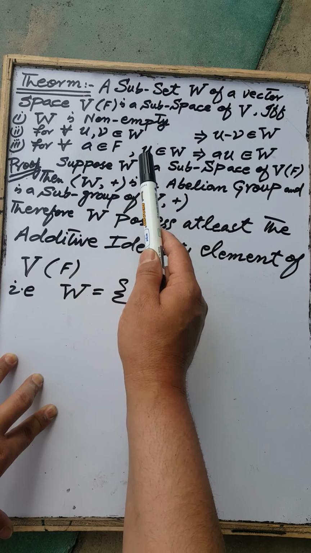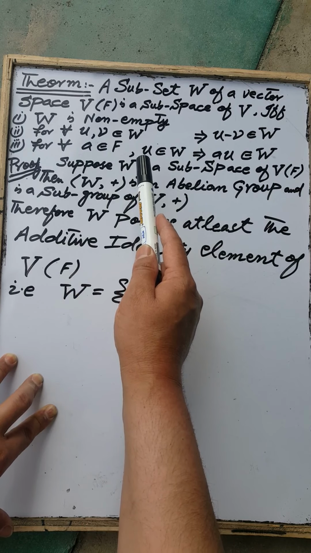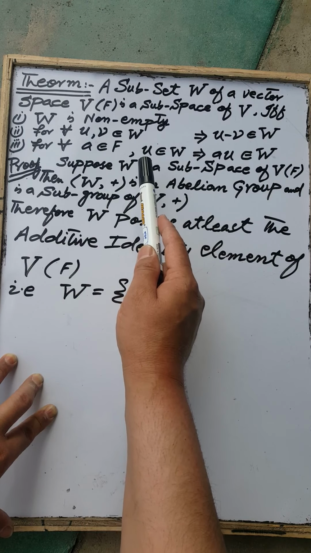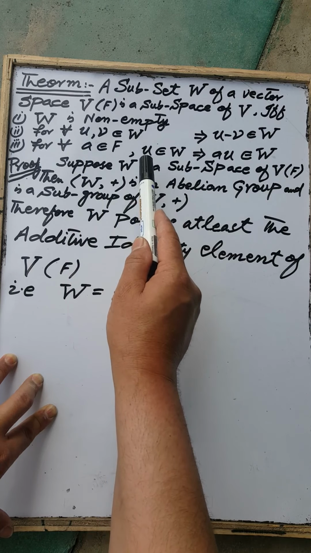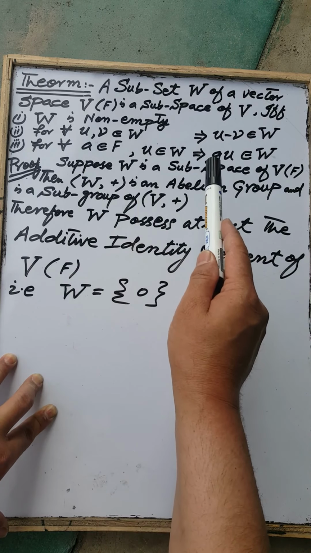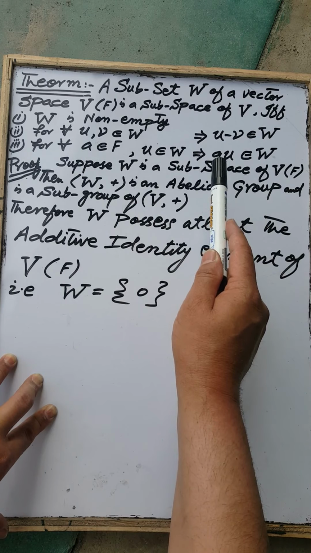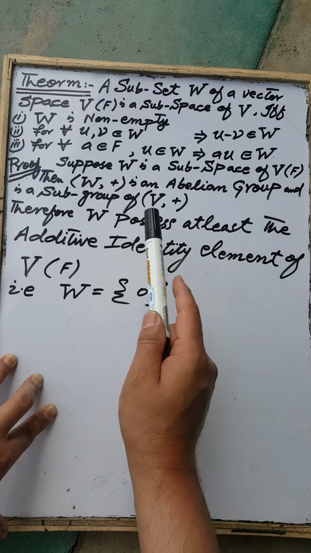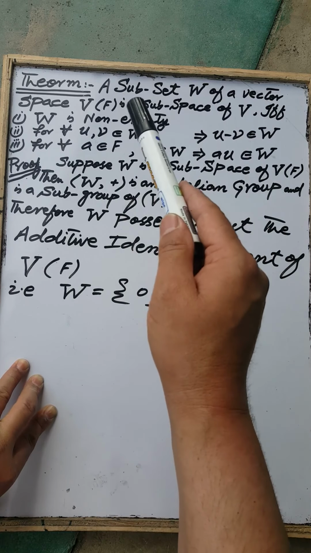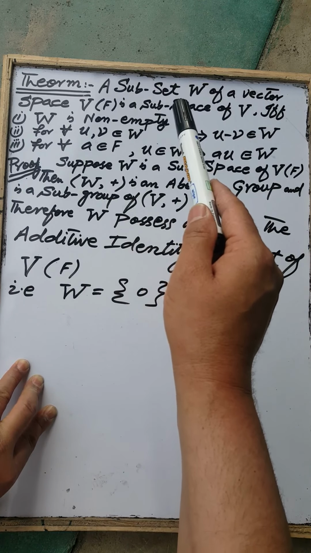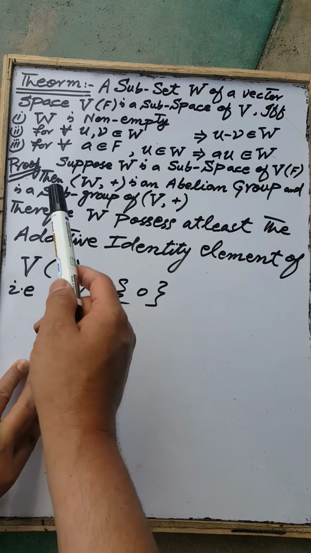with the element of W, which are elements of the vector space V. In this case, U is a vector. The scalar multiplication of these two elements belongs to W. Then this condition will be satisfied if and only if W is a subspace of V.